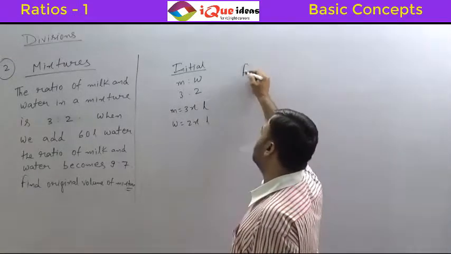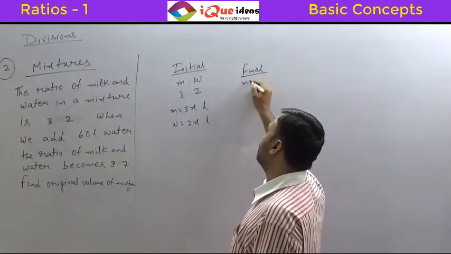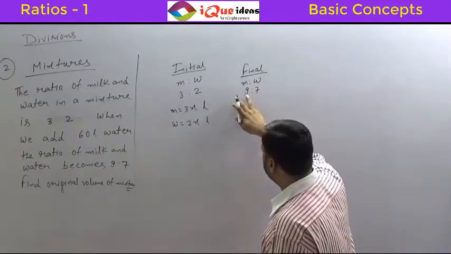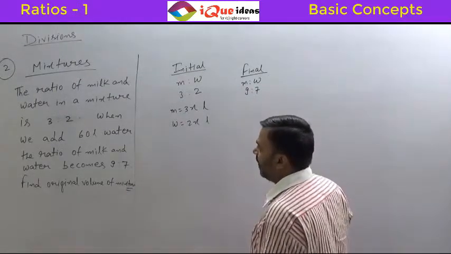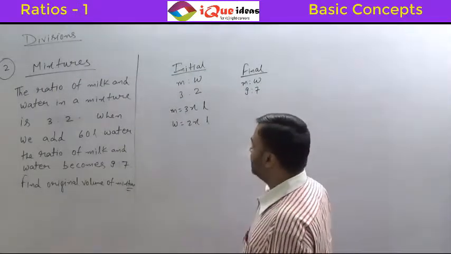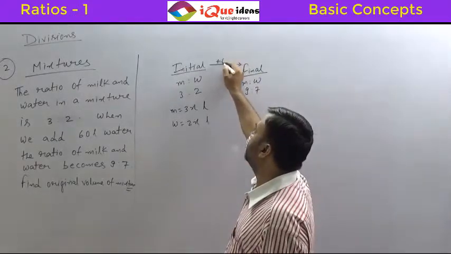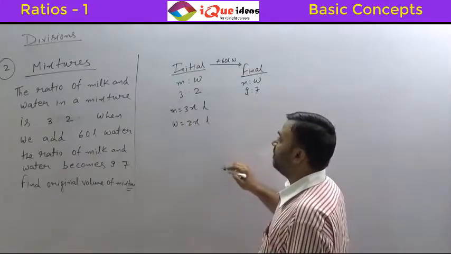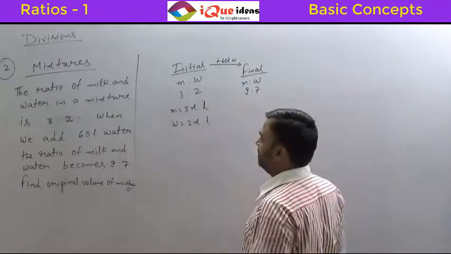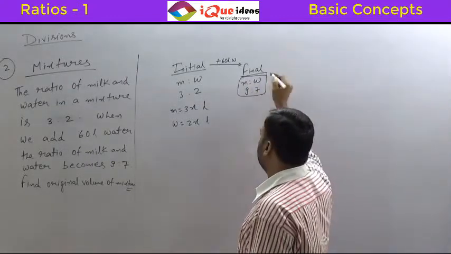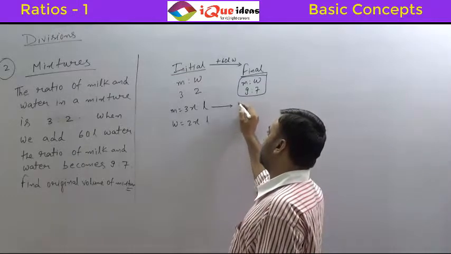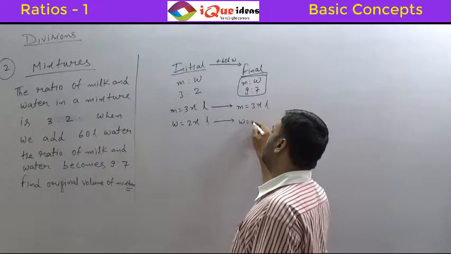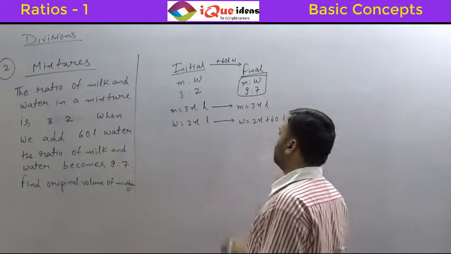In the final situation, the ratio of milk and water is given as 9:7. Now generally what people do is take this as 9x and 7x. No, we can't do that, because there is a relation also. And the relation is that from this situation to this situation we have added 60 liters of water. So in the final situation, what will be the milk quantity? In the final situation, the quantity of milk will remain 3x liters, and the quantity of water will become 2x plus 60 liters.